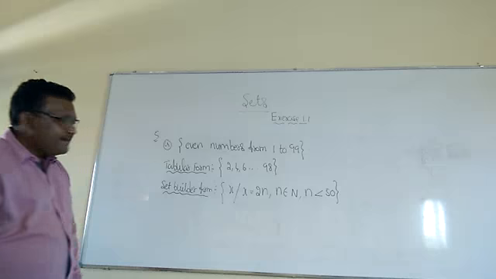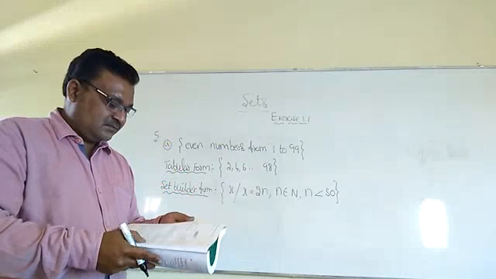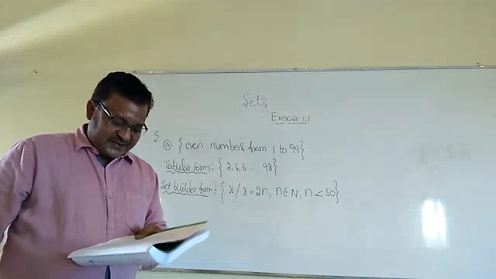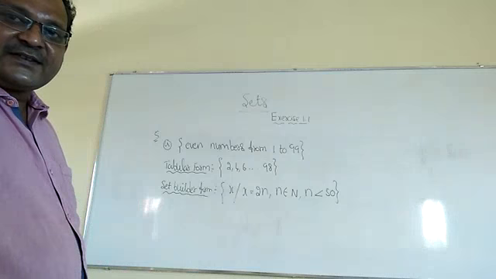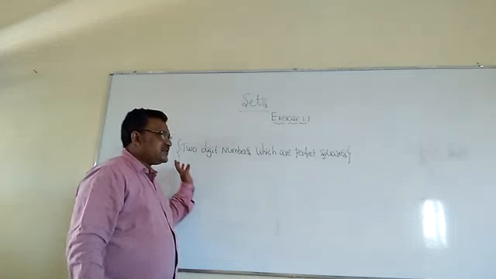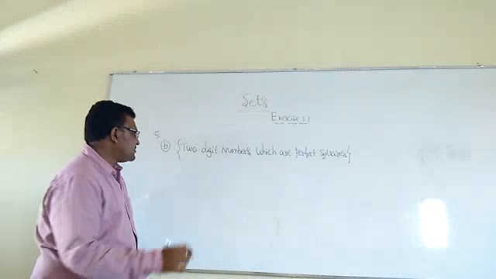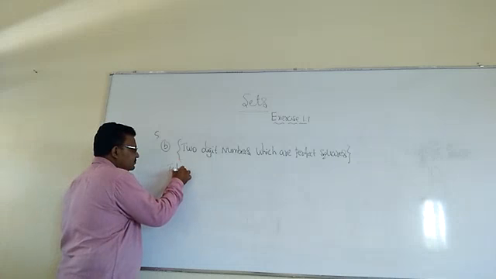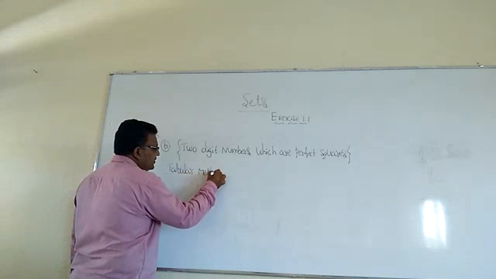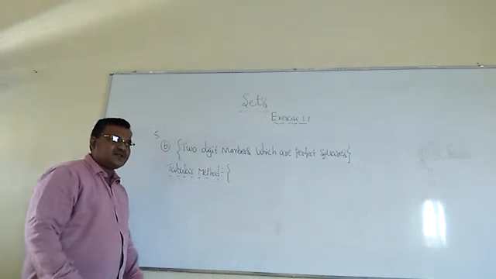And the next, B. What is B given? Two digit numbers which are perfect squares. So this description we have to write in tabular form as well as in set builder form. First, tabular form. Tabular method means roster form.